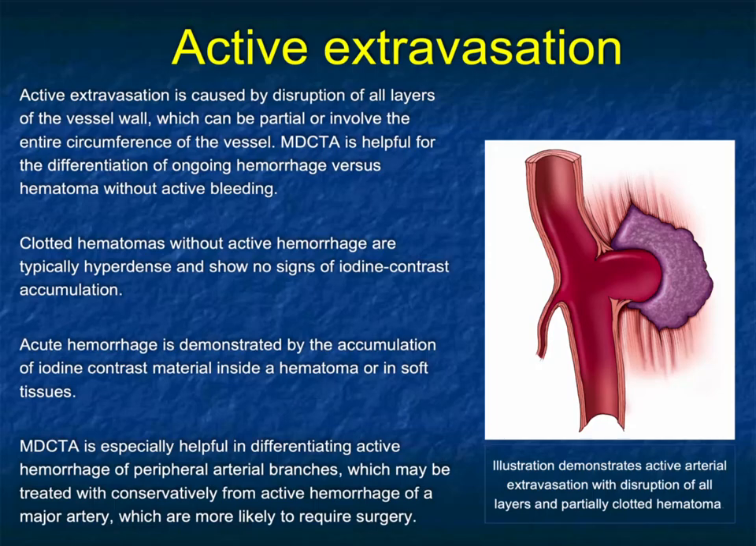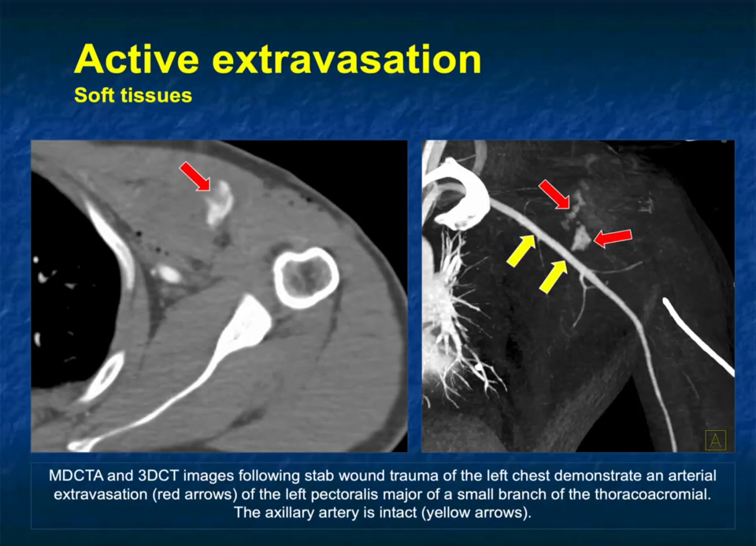CTA is very helpful for differentiating ongoing hemorrhage versus a hematoma without active extrav. Clotted hematomas without active bleeding are typically hyperdense, but you don't see the very bright iodine present. Acute hemorrhage is demonstrated by the accumulation of iodine contrast material inside a hematoma or in the soft tissues. Remember, if you do dual phase imaging, when you have active bleeding, the amount of brightness, the amount of bleeding will change from the two phases. Typically, when it's just a hematoma, it's going to look very much the same. So again, this is very helpful in differentiating what patients need to go to surgery because of active bleed versus what patients have simply a hematoma.